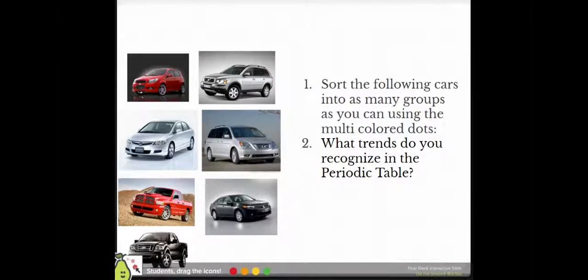Before we do that, though, I want you to take some time and look at the following cars. Sort them into as many groups as you can. This is a Pear Deck slide, so you should have access to multicolored dots. If you don't, feel free to use a sticky note or to write in your notebook or in a Google document the different ways that you might sort these types of cars. I'll give you about 2 minutes to do that.